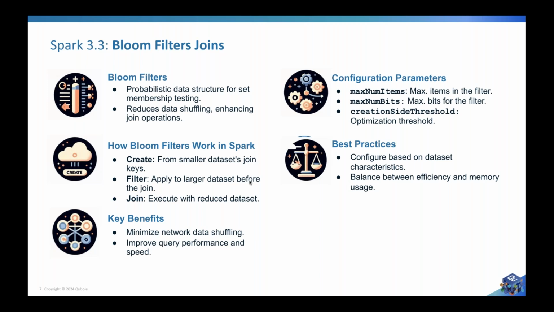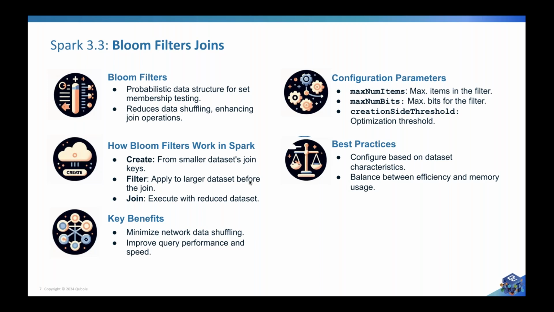That is kind of reduced considerably. So this gives you a big advantage when you are running it over a large data set. And since it is probabilistic, you will have a couple of configuration parameters that we will talk about in a second. What are the key benefits? I think we have spoken numerous times, but again, network data shuffling and query performance and speed.